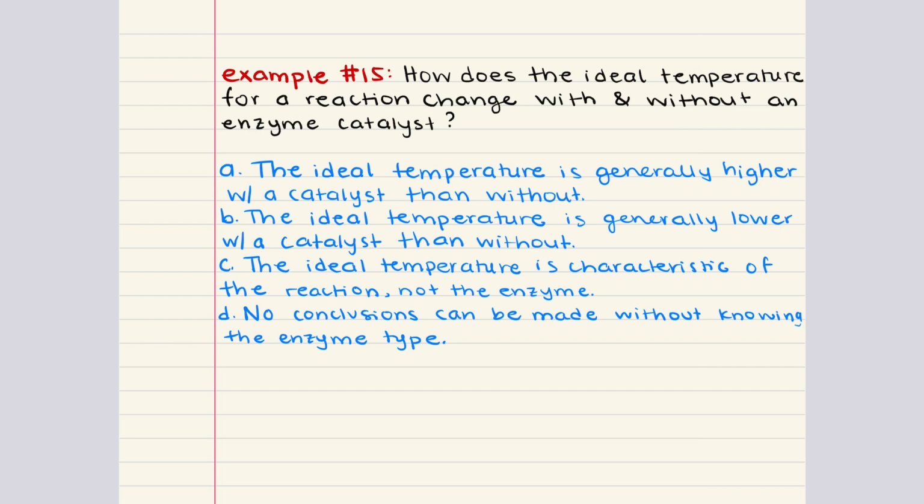activation barrier. So if we compare the two, the ideal temperature for an enzyme catalyzed reaction is generally lower than that of the same reaction without an enzyme. And that's because the enzyme lets the reaction proceed quickly at a more moderate temperature, whereas the uncatalyzed version would need more thermal energy to move forward at the same rate. So the correct answer for problem 15 is B.